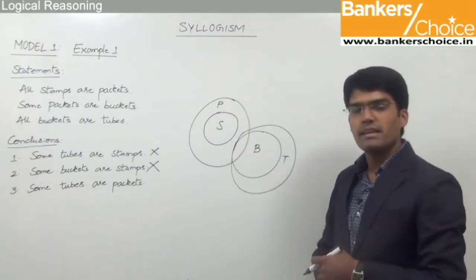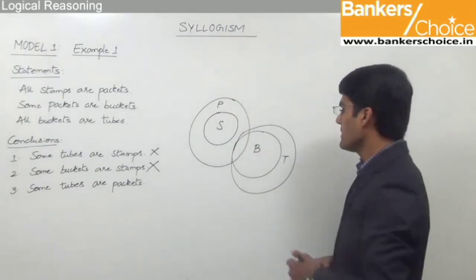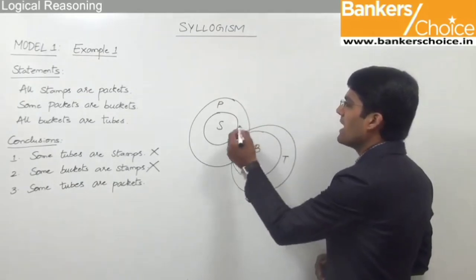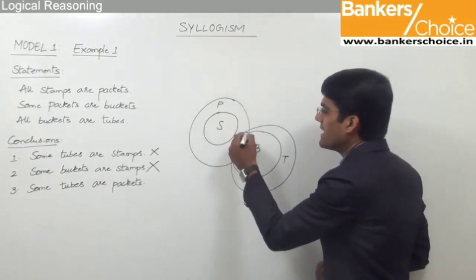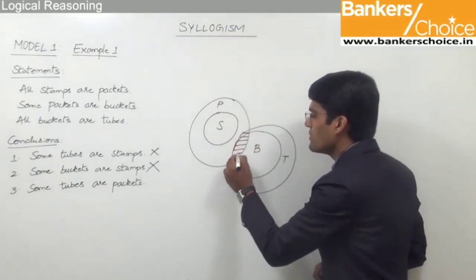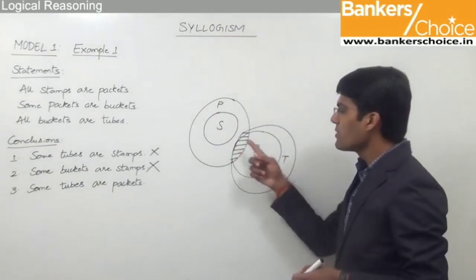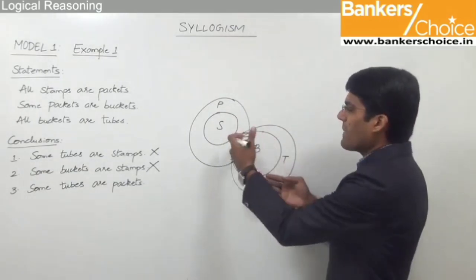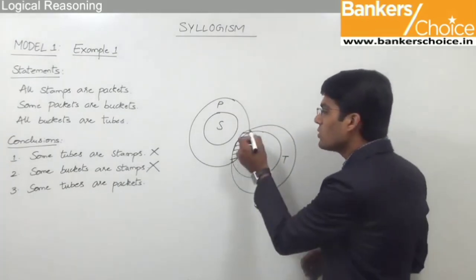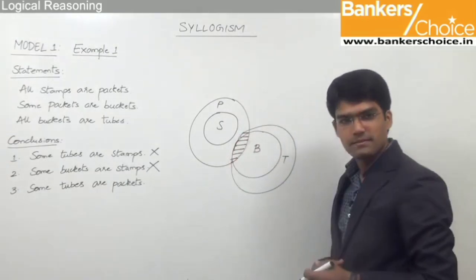And the last conclusion here is some tubes are packets. From the basic diagram, these are the tubes and here we have the packets. And very clearly there is an overlapping between tubes and packets. So we can say that some tubes are packets follows the basic diagram because tubes and packets overlap each other. So these are those tubes which are also packets.